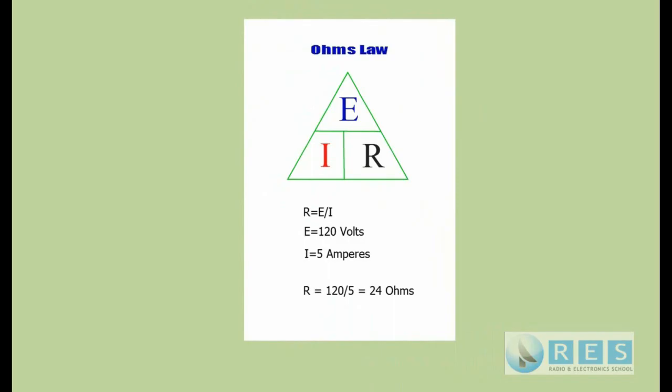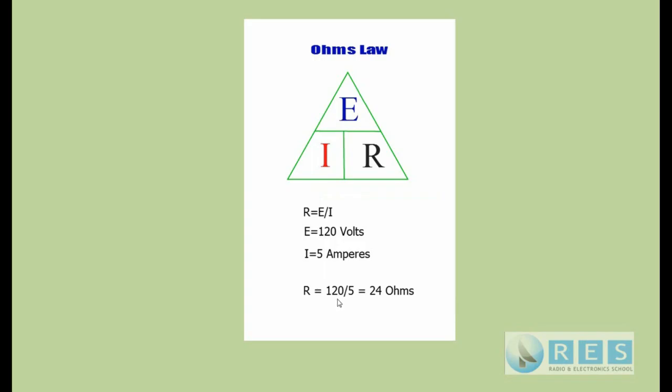Now we're being asked to calculate resistance, and we're being given voltage and current. We're told that E, the voltage, is 120 volts. We're told that the current I is 5 amperes. The formula, put your finger over the R: R equals E divided by I.